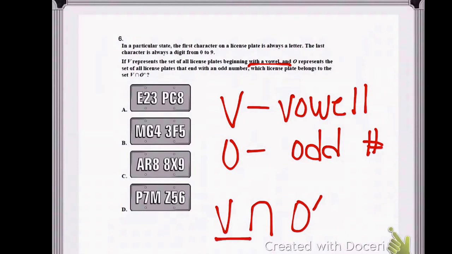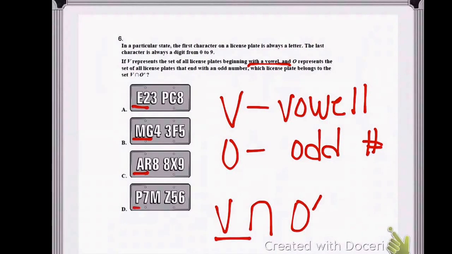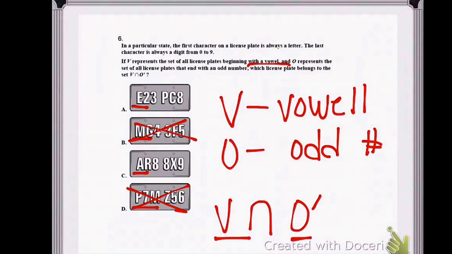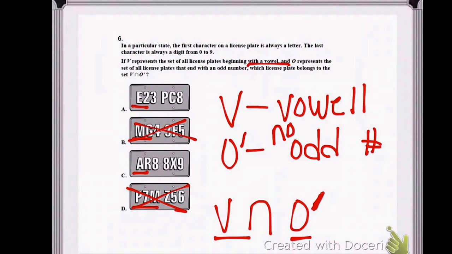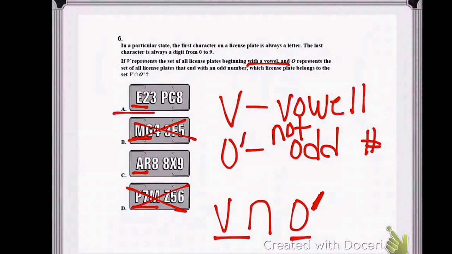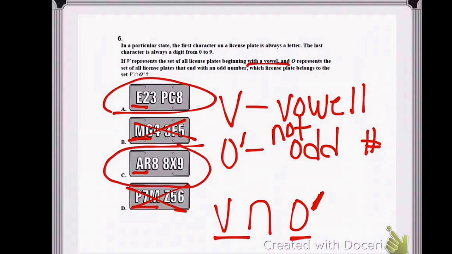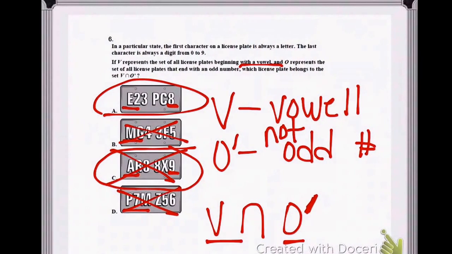Well, I know V is a vowel, so I'm looking for a license plate that begins with a vowel. So that eliminates D, and that eliminates B. I know that O is an odd number, so O prime would be a number that is not odd. So if I look at the license plate, which license plate ends with a number that is not an odd number? That would give me A.